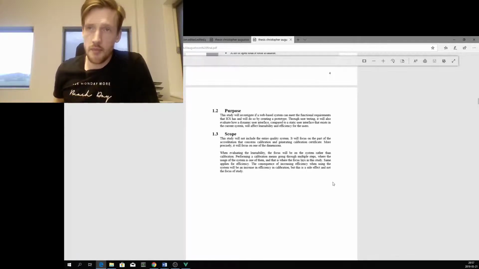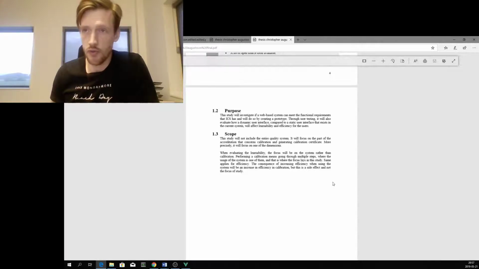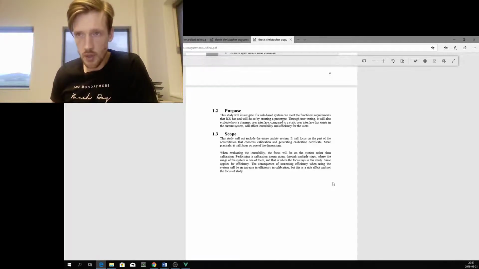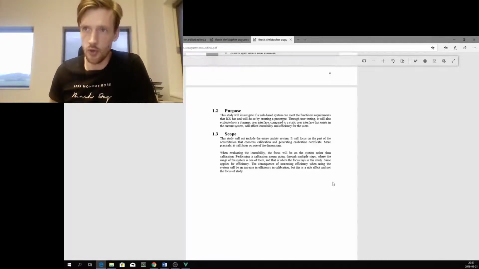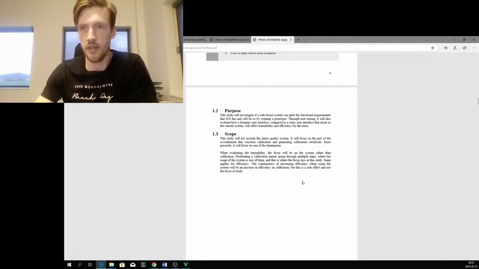Now the scope of this study is not to create a fully functional system that they can use as a replacement, but rather it just creates a prototype where you can test the functionality of a web-based system and also test the dynamic user interface and compare that to the static user interface.